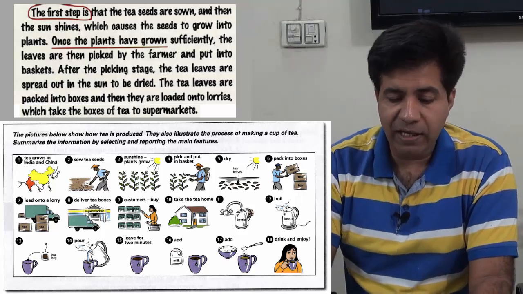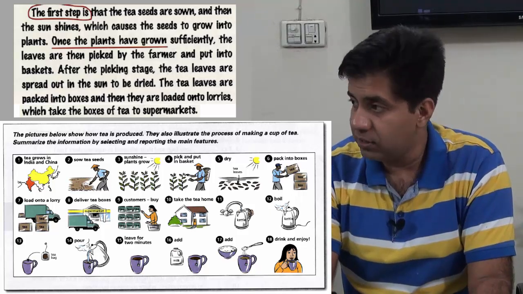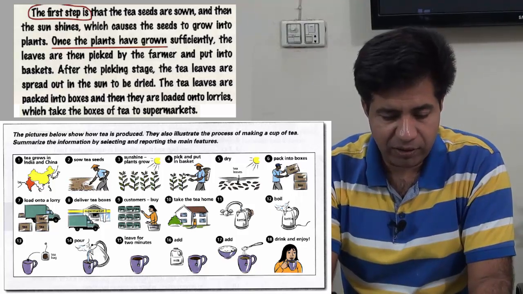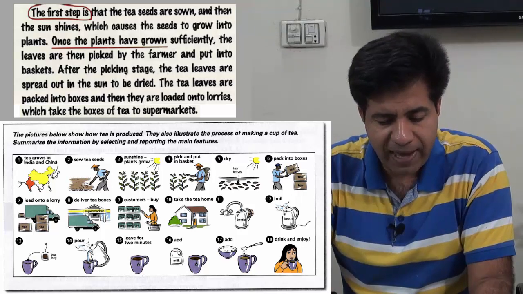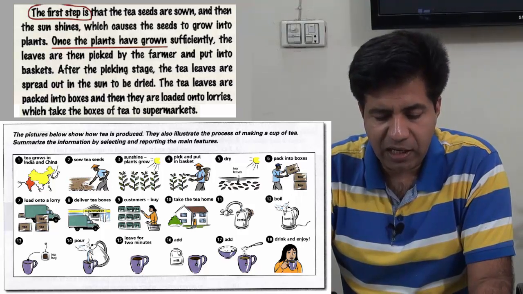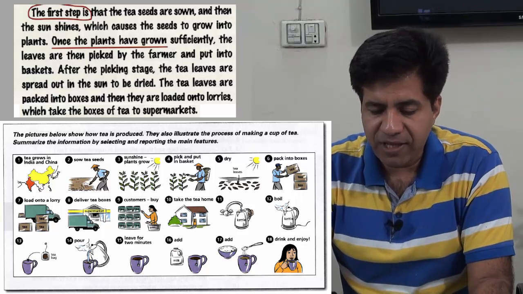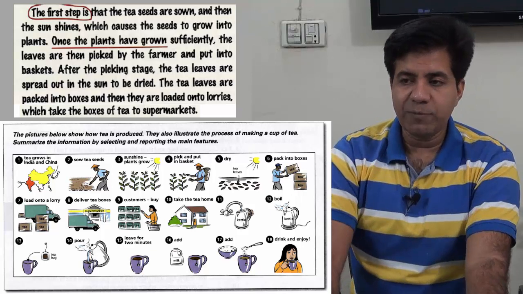You saw that as well. And focus on the words like after, then, and all that. The tea leaves are packed into boxes and then they are loaded onto lorries, which take the boxes of tea to supermarkets. Now the next paragraph.